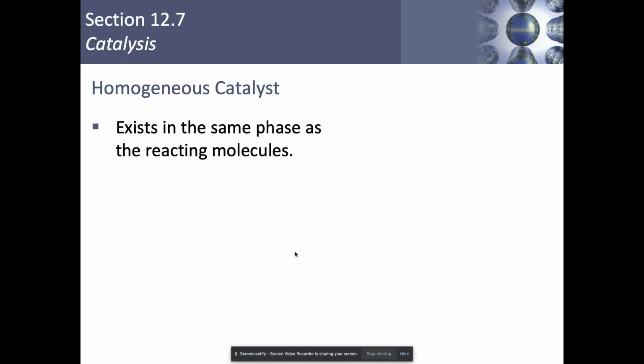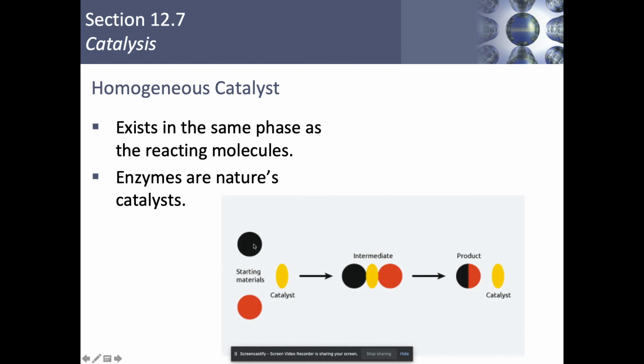Homogeneous catalysts are in the same phase. And just keep in mind, enzymes are examples of catalysts. They're just biological catalysts. Homogeneous catalysts tend to be floating around in your solution. So if you're doing a reaction in liquids, it could be a liquid. If you're doing a reaction with gases, it could be a gas that's floating around. You have your starting materials, you have your catalyst, it brings them together, and then you end up making your product as a result.